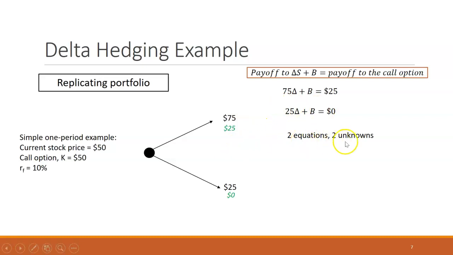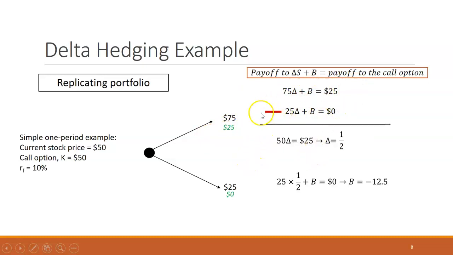If you remember algebra from a long time ago, you've got 2 equations, 2 unknowns, and you can solve this. The way I'm going to solve it is by subtracting one equation from the other. The nice thing about that is the B's will cancel, and I'm just left with an equation for delta. So 75 delta minus 25 delta is 50 delta. The B's cancel, and 25 minus 0 is 25. And that says delta is 1/2.